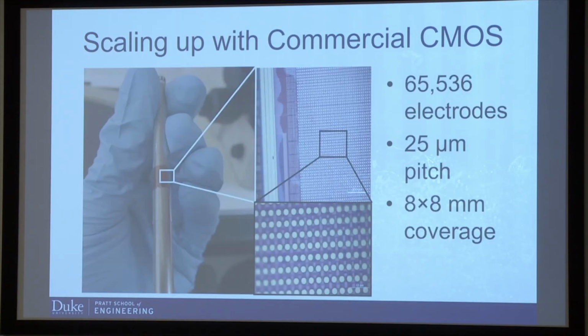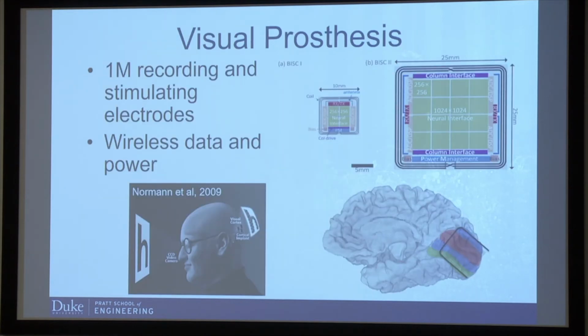We're also working with Ken Shepard's group at Columbia to scale up even farther. As a part of the NESD program in DARPA, we're making electrodes that have 65,000 contacts and 25 micron pitch, and the goal is to have them be fully wireless and chronically implantable. Their final goal is to be able to do 1 million electrodes that are both recording and stimulating, and to deliver wireless data and power to develop a visual prosthetic device.